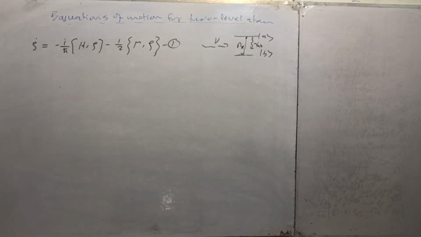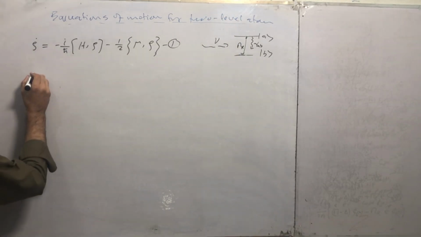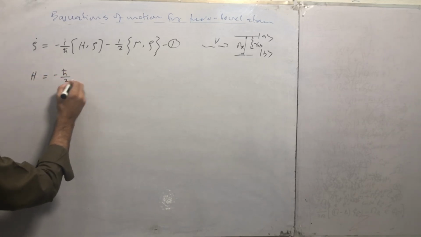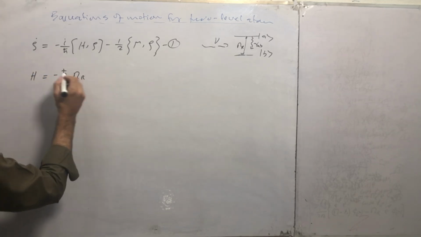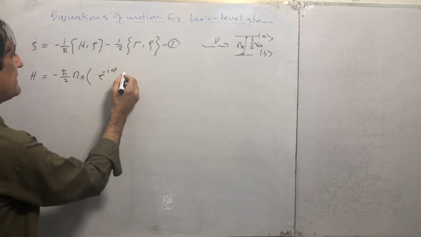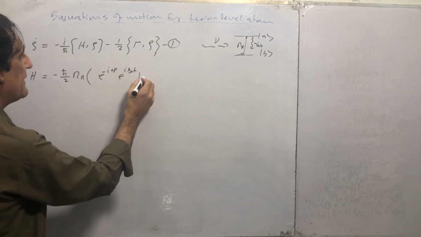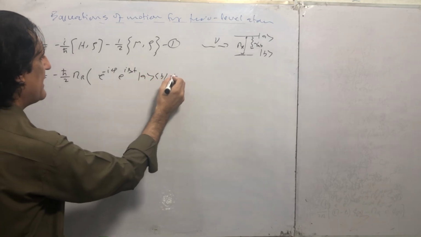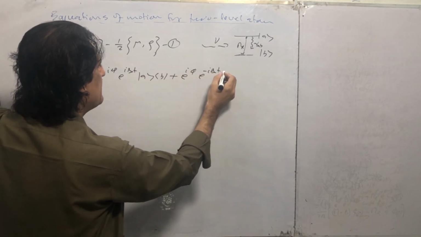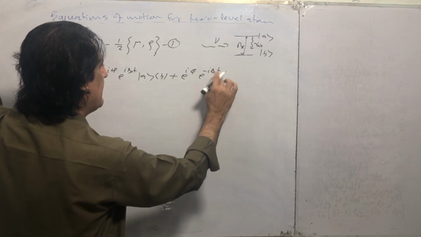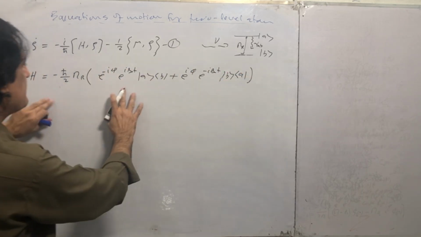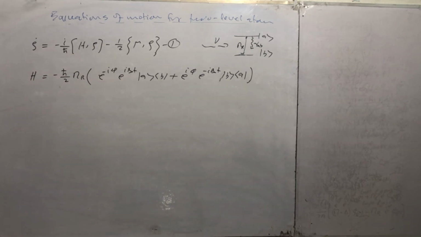And let the Hamiltonian for this system, the interaction picture Hamiltonian, be minus ħ divided by 2, Ω_R, e to the power minus iφ, e to the power iΔt, |A><B|, plus e to the power iφ, e to the power minus iΔt, |B><A|. So this is the Hamiltonian for this system.